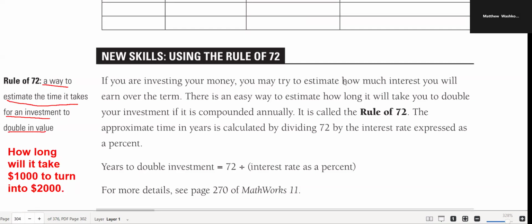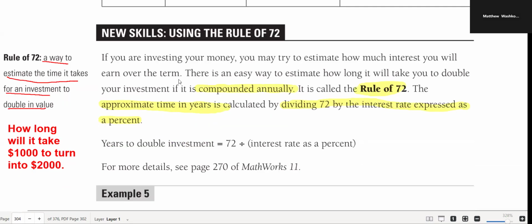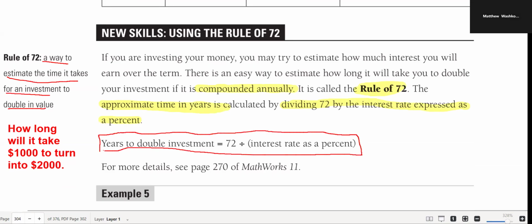If you're investing your money, if you want to try and figure out how long this is going to take, if it's compounded annually, you just use the rule of 72, right? How do you do this? You take the approximate time in years to find that. You divide 72 by the interest rate expressed as a percent. Oh, that's a wordy thing, right? But here it is. So how long does it take to double? I take 72 and I divide it by the interest rate as a percent.